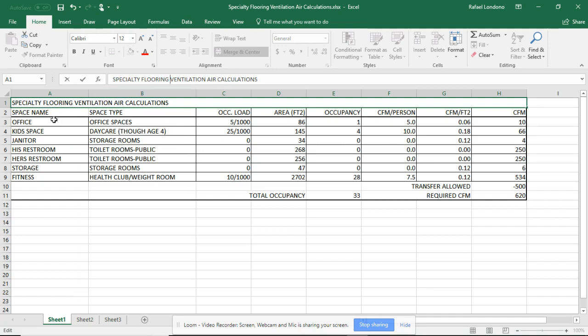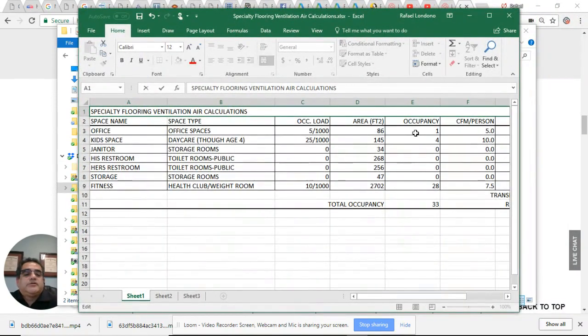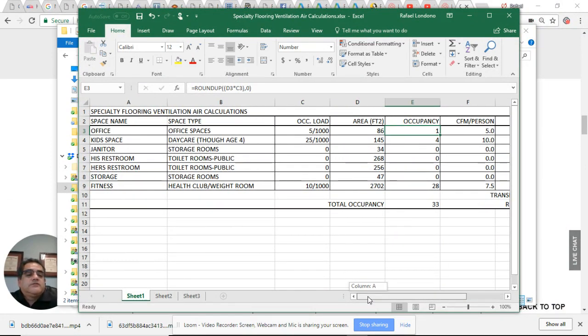So here's what's happening. We have a space name, space type. This is the number from the first column of that table from the book. The second column is the area that we calculated. The third column automatically figures the occupancy for us. So it's a formula that I enter. You don't have to worry about that because the formula is already there. Then the CFM per person is the third column.